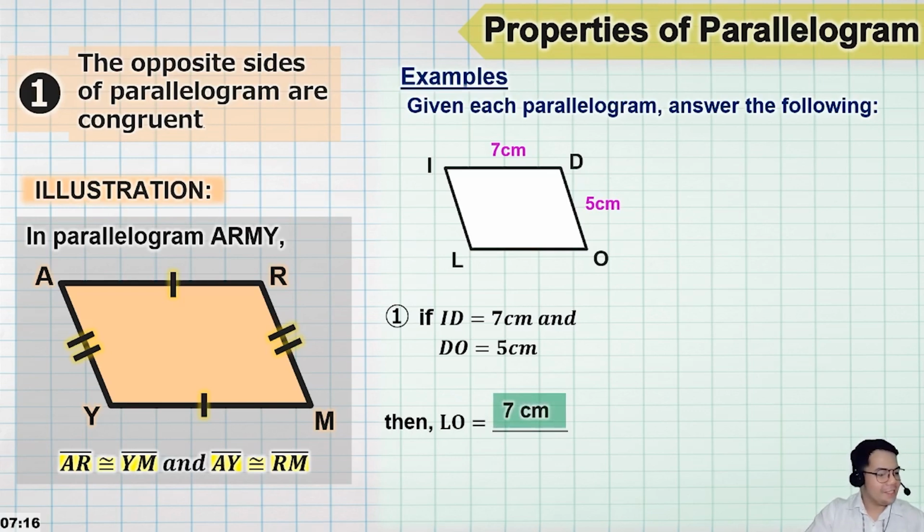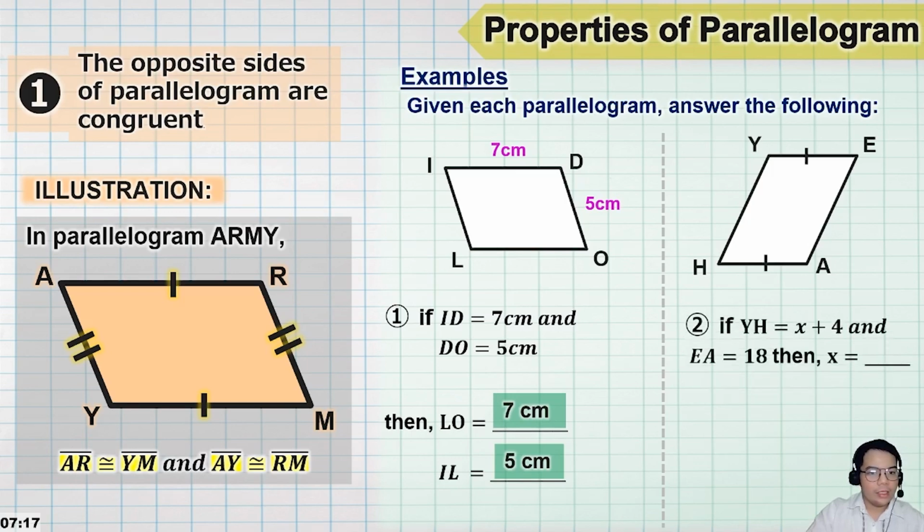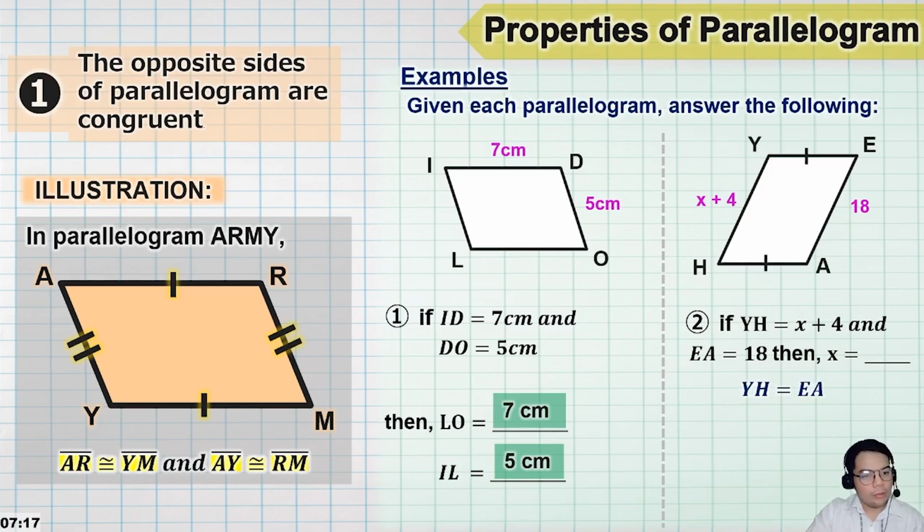Very good. Next, how about side IL, anong measurement kaya niya? It's gonna be also 5 centimeters. Yan. So this is an application of opposite sides are congruent. And aside from that, we can also identify values of variables even if the given values for the sides are a given algebraic expression. So for example, we have here parallelogram YEAH. Yan. If YH is equal to x plus 4, ayan, and the side EA measures equal to 18, that means we can solve for the value of x by making YH congruent or equal to the measurement of EA.